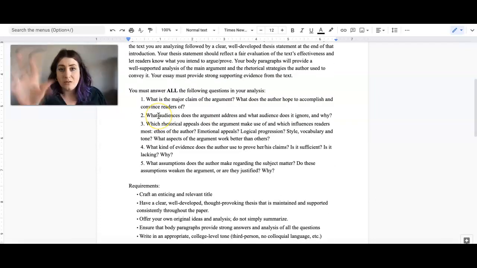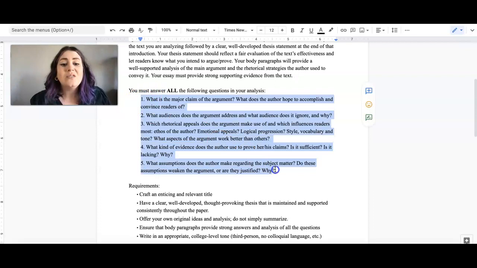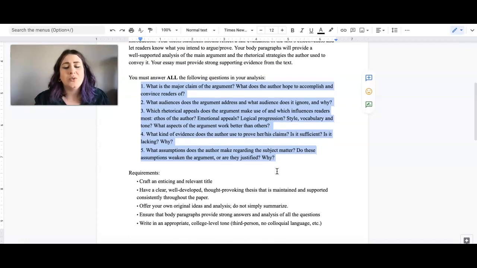And to help you figure out what you need to address, I give you these five core questions to consider, right? And to probably include in your essay. So, for one, what is the major claim of the argument, right? What are they hoping to convince people of? And this is kind of what their thesis is, right? You might want to include this in your intro since you're giving a basic summary of what the overall argument is. So, two, what audience does the argument address? What audience does it ignore? This is worth having a whole paragraph on, right? Really figuring out who they are addressing, who they are talking to, who they are writing for.